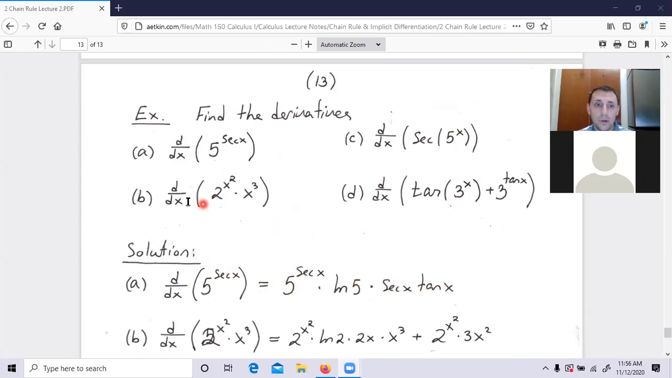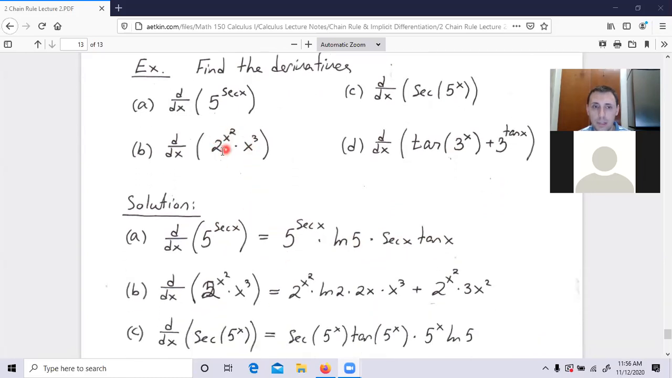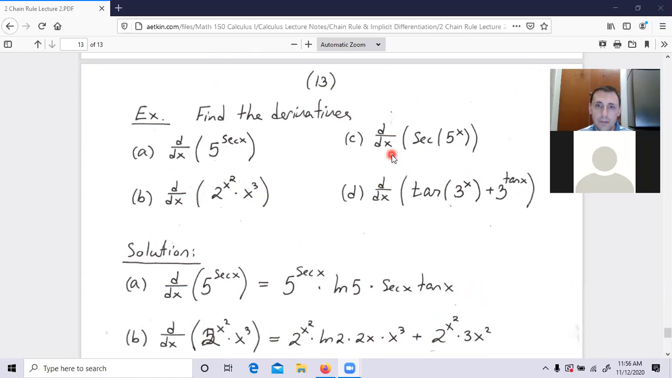Now, for problem B, the main operation is the product rule. So we have this multiplied by x cubed. First, taking the derivative of the first function, it's 2 to the x squared times ln of 2 times the derivative of x squared, which is 2x, times x cubed, plus the first function multiplied by the derivative of x cubed, which is 3x squared. Good? Simple enough. What's the derivative of c?